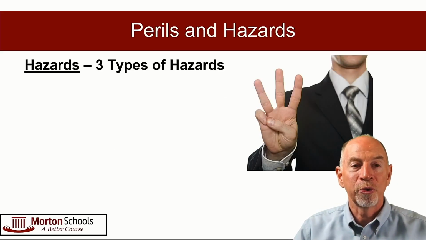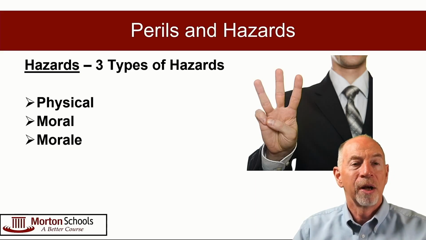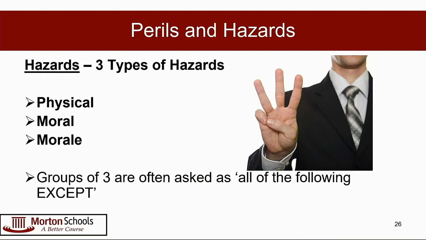Now, it turns out there are 3 types of hazards: physical, moral, and morale. Now, some of you haven't taken this test. You're not used to this yet. On this test, quite often you'll see a question that'll say all the following except, which means you're what? You're looking for the one false answer, not the one true answer. Now, it's going to be a little bit of a switch around for some of you. You got to get used to that by doing lots of practice questions.